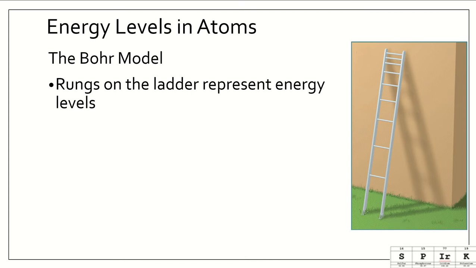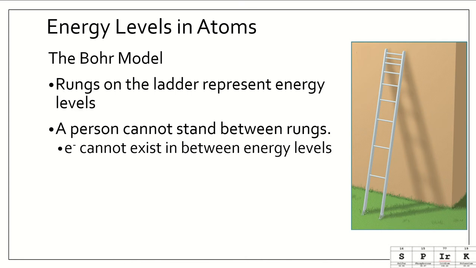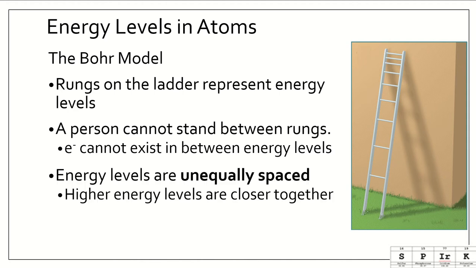So then we have the Bohr model, and it's sort of like the rungs on the ladder here, and they represent those energy levels. And think about a ladder. A person cannot stand between the rungs. You can only stand on the rungs. And with the Bohr model, he said that electrons cannot exist between the energy levels. They can only exist within the energy level or on the rungs. And the energy levels are unequally spaced. As you see in the ladder, the higher energy levels are closer together. So again, you can see here that they are pretty spaced out, and as you go towards the top, they are much, much closer together.